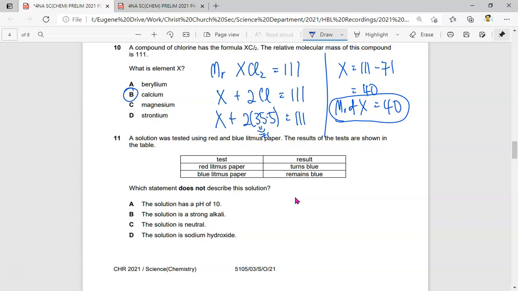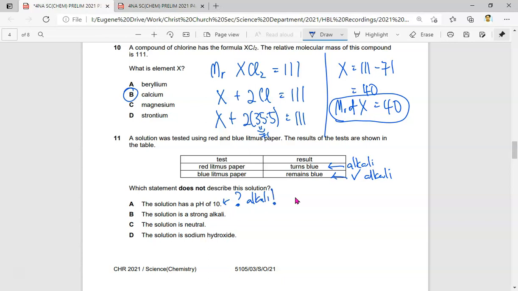Question 11, a solution was tested using red and blue litmus paper. The results of the test are as shown. Red litmus paper turns blue, which tells you that the substance is alkali. Blue litmus paper remains blue. This means, yes, confirmed alkali. Now, which statement does not describe this solution? Solution has a pH of 10? Possibly. Maybe yes, maybe no. It can be higher, can be lower, possible. But this tells me it's an alkali.